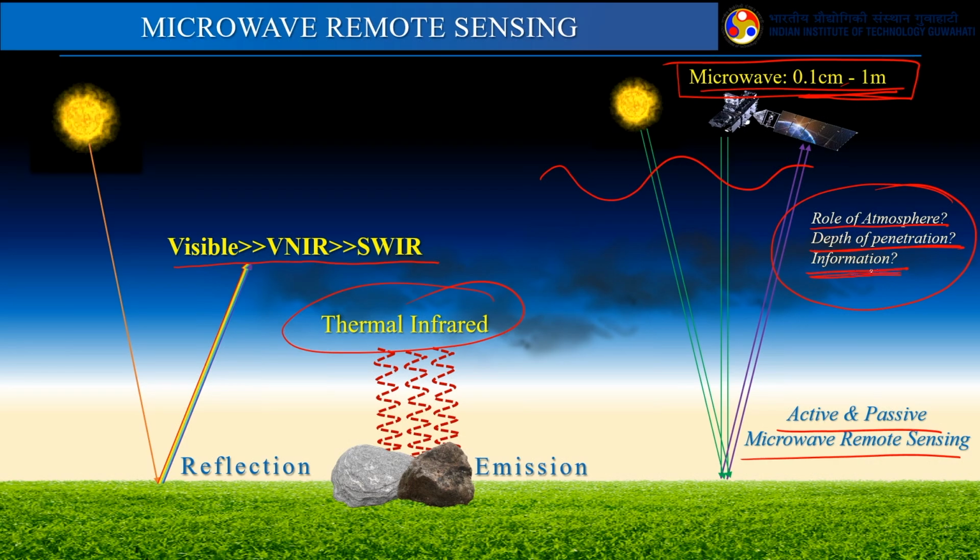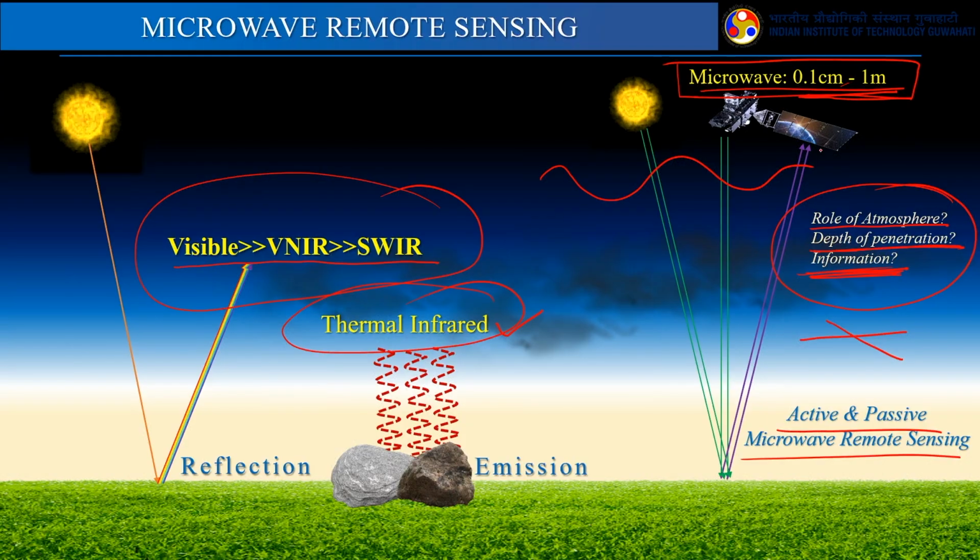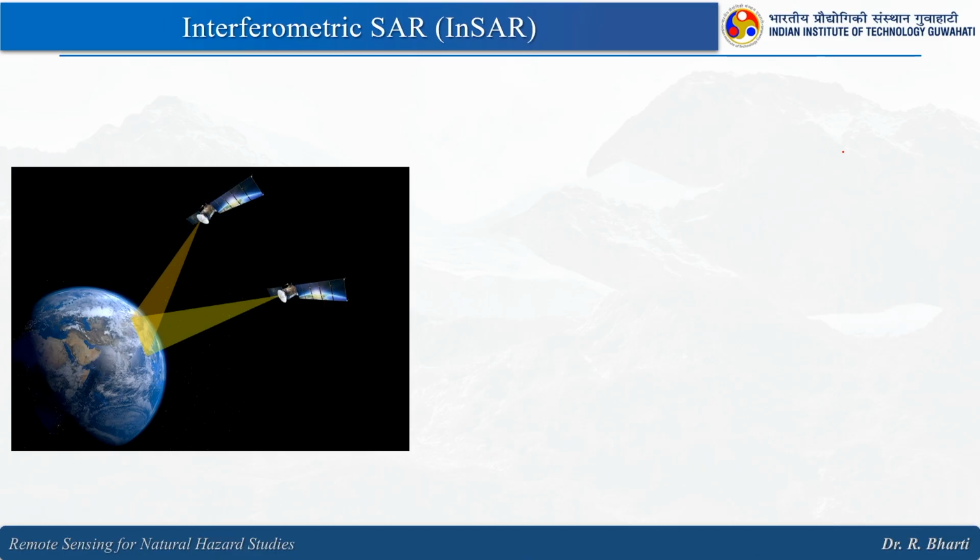Then what kind of information does it have? As we have seen in the visible, VNIR, SWIR, even in the thermal infrared, we have information related to chemical composition. However, when we talk about microwave remote sensing, the information will be more related to structure or geometry, right. So here the chemical composition cannot be identified. However, other information required for other types of analysis can be gathered using microwave remote sensing. So here you can see the interferometric SAR configuration.